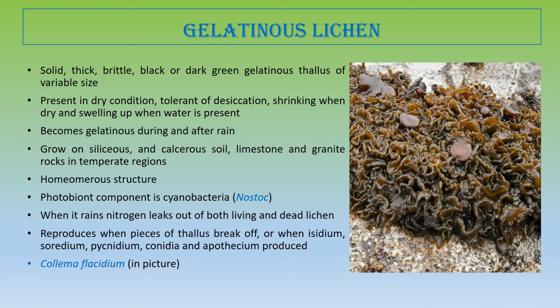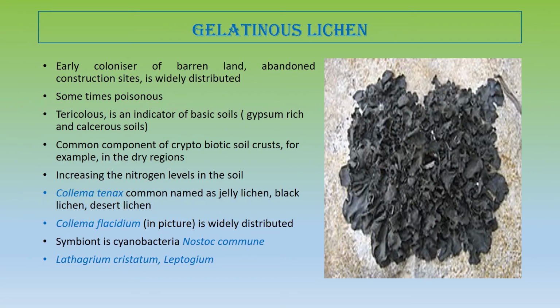This is the picture of Collema. Gelatinous lichens are the early colonizer of any rocky or sandy substrate. Being an early colonizer, they are the pioneer species, and they are not always very helpful, because some species of gelatinous lichen are poisonous.